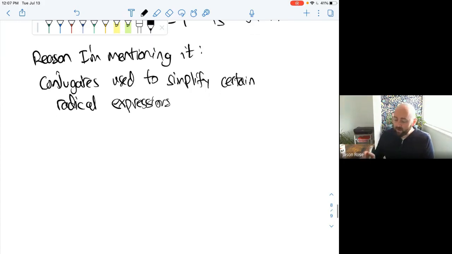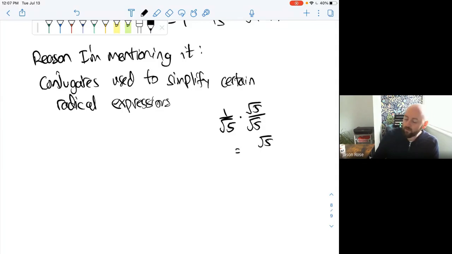And so far, I think the example that I had was, what do you do if you have 1 over root 5? Well, you can multiply above and below by root 5. Then you have root 5 over 5. Ta-da, easy peasy. We have taken the square root out of the denominator, and now it's in the numerator, okay? But sometimes the problem is not quite that easy.